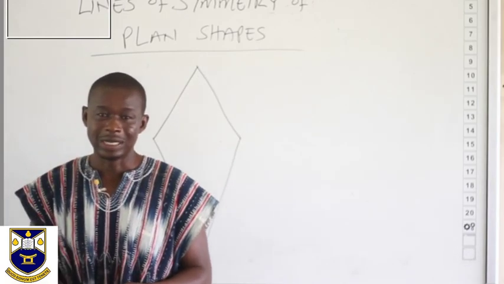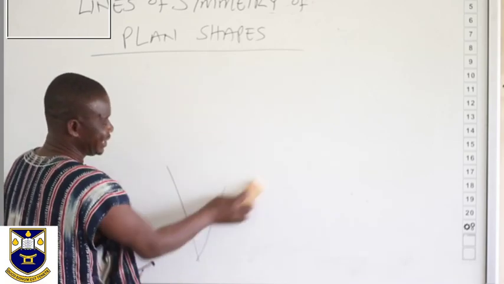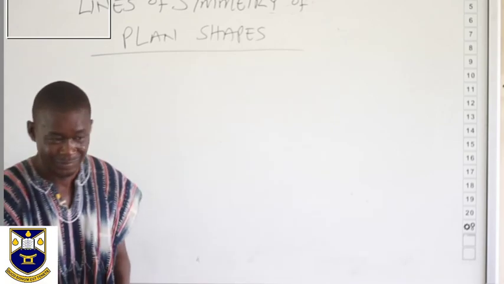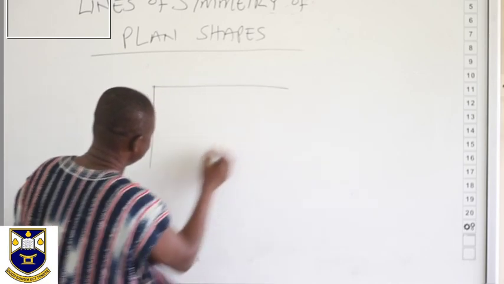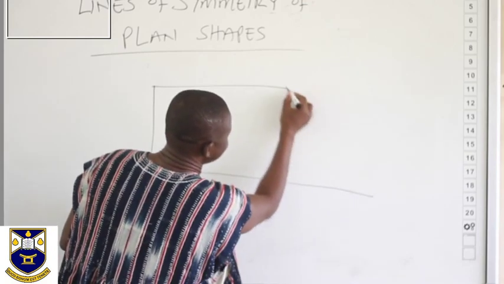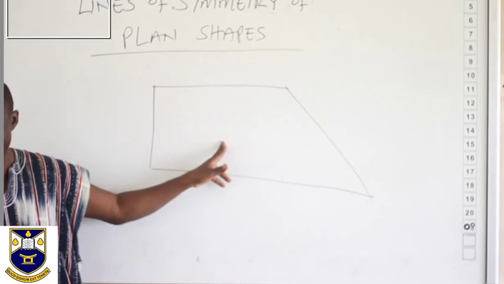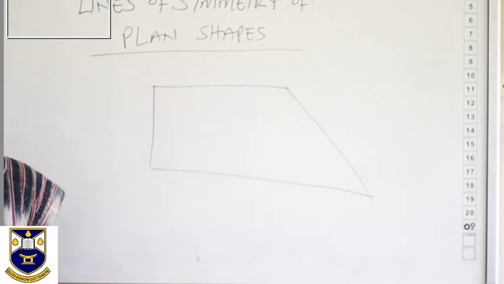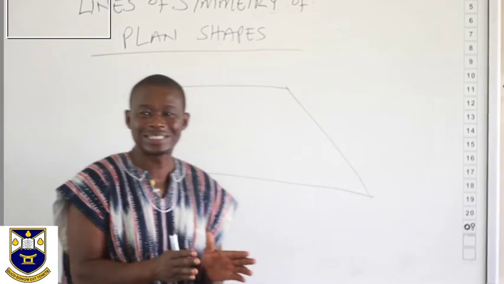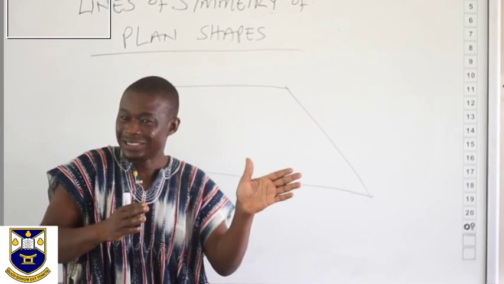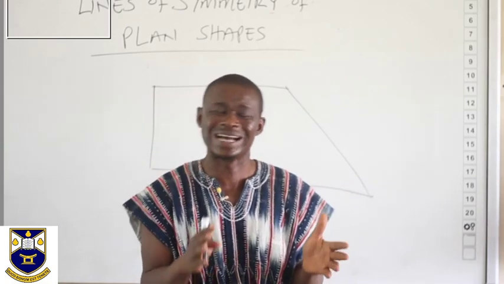Good. I hope you remember the shape of a trapezium. Let me just sketch it for you. A trapezium looks like this. Please, I hope you can see it. Then we also have a rhombus. The rhombus is like a square or a rectangle that has been tilted.